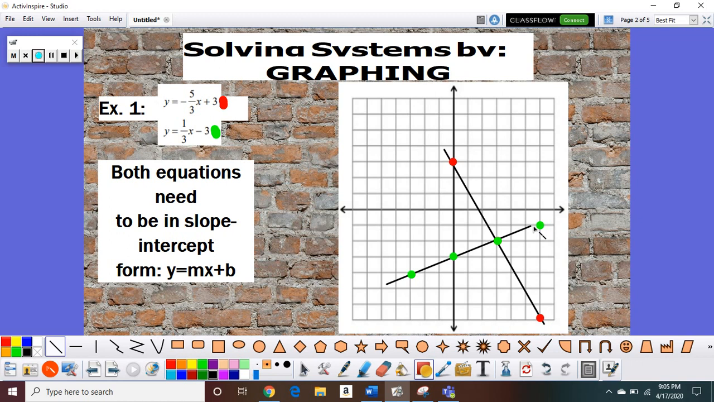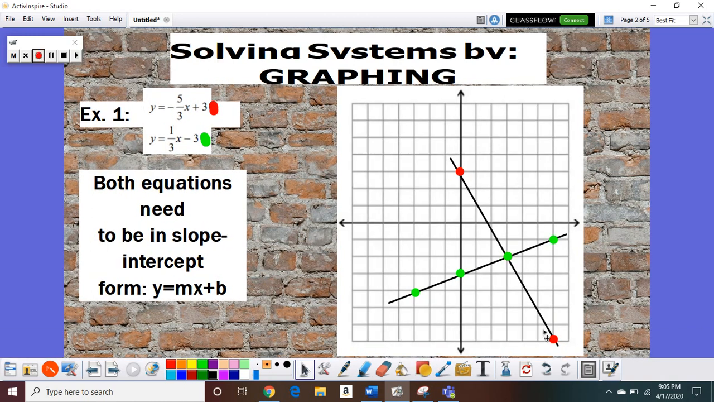Now if you notice, my lines crossed at a point. There's a point that they both share. That point is right here. This point right here.